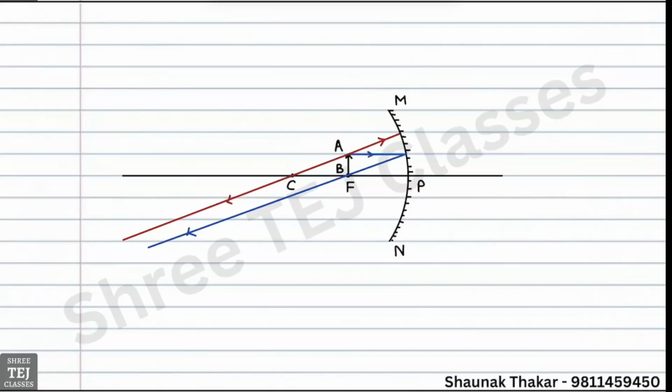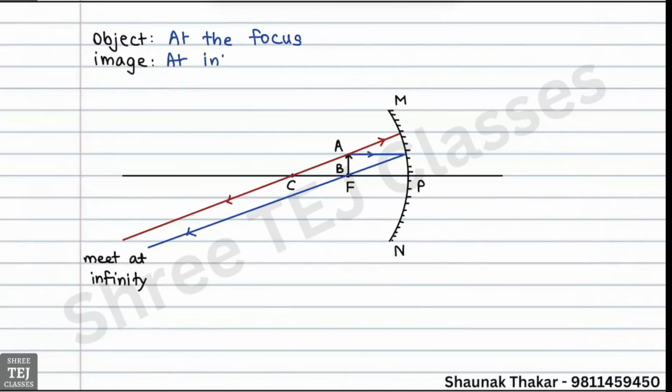So let us write the details of this scenario. They meet at infinity because these two lines are parallel to each other. So first one is object. How is the object? Object is placed at the focus. Where is the image? Image is formed at infinity.